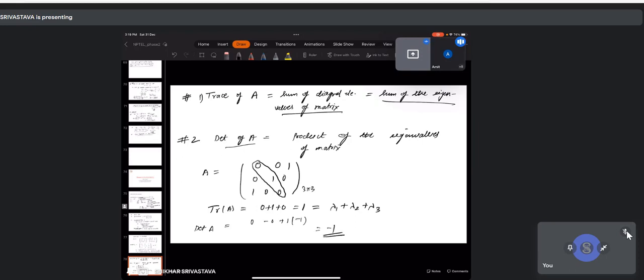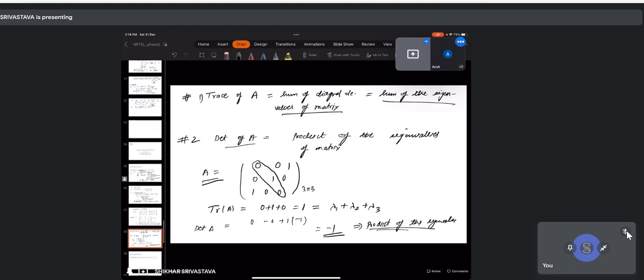So if you directly find the determinant of this matrix A, you will get minus 1, which is the product. So in a shortcut way, you can just find the product of the eigenvalues without going into the details of the eigenvalue equation at all. So you just need to find the product of the eigenvalues, which is nothing but the determinant of the matrix. So is it clear?